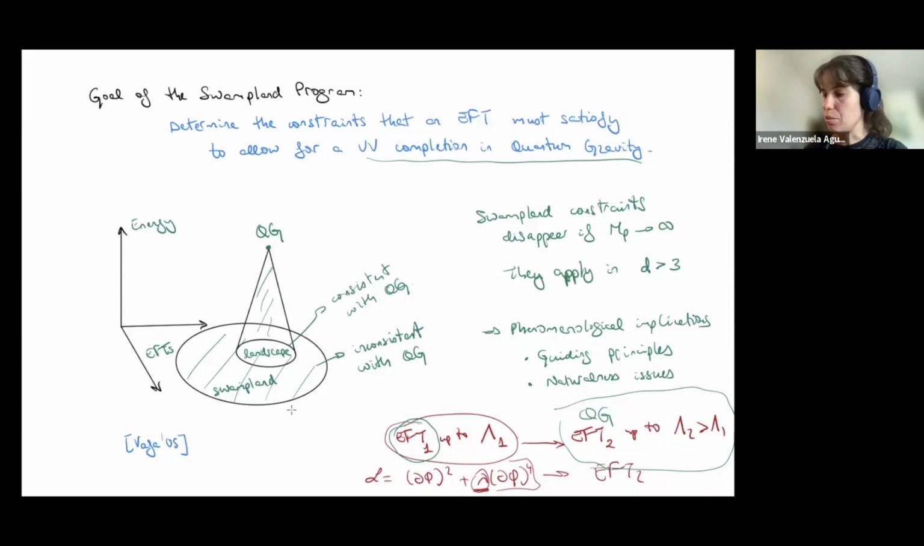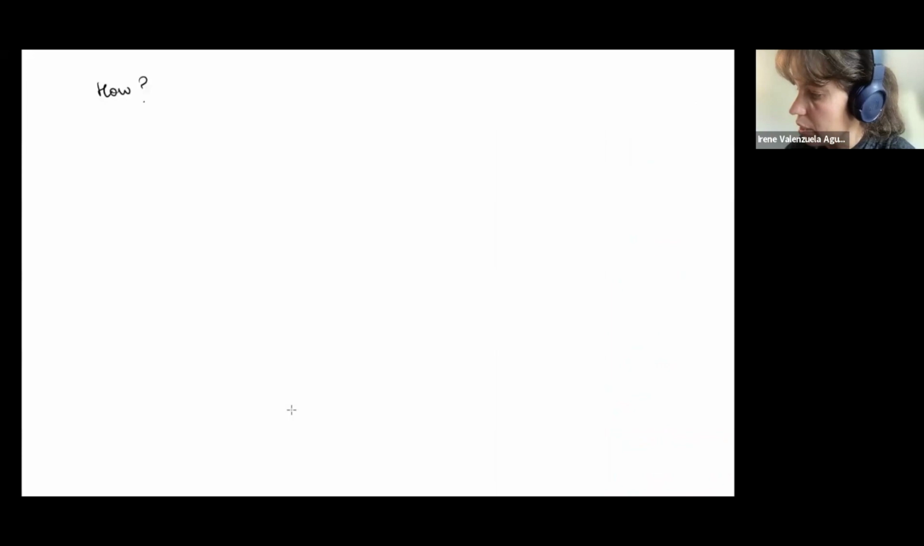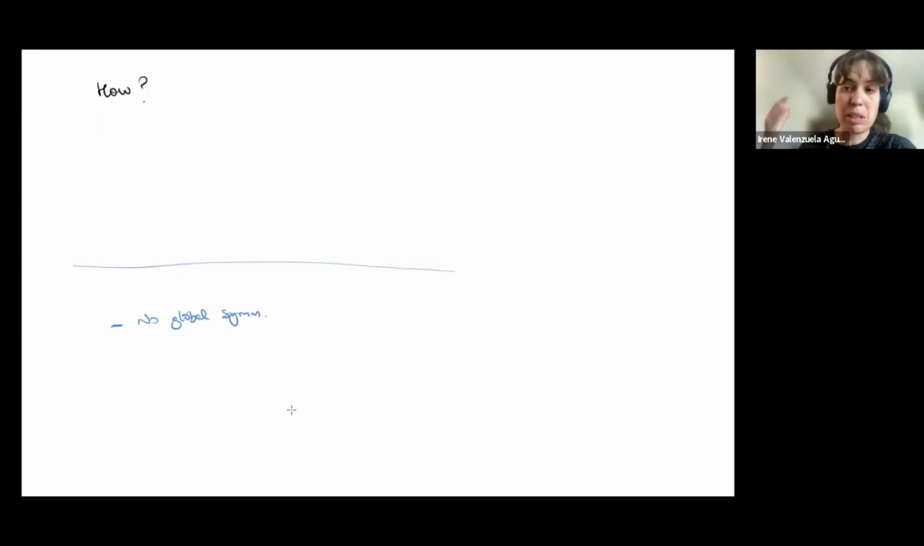So sometimes these are surprising. The examples we are going to see are, for instance, that there are no global symmetries. Having a global symmetry is something completely fine in EFTs, but once we include gravity at the quantum level, it seems that they are not consistent. So you need to impose that you don't have global symmetries. They are surprising constraints that you cannot imagine if you just work at low energies.